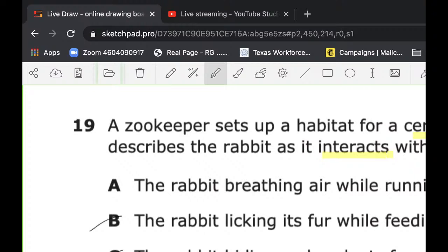The rabbit nibbling on vegetation inside the habitat. Again, vegetation is a living part of the rabbit's habitat. So we can cross all three of these answer choices out, which leaves us with only one left, which is A. The rabbit breathing air while running down a rocky path. This is because both of these are non-living parts of the rabbit's habitat.